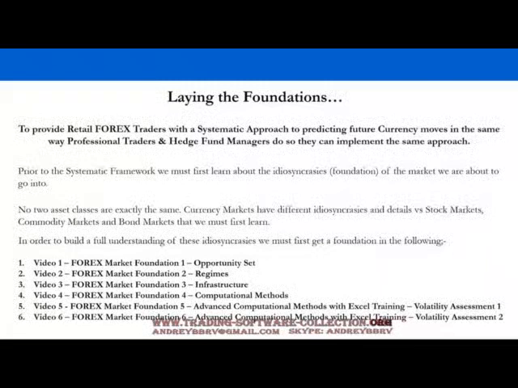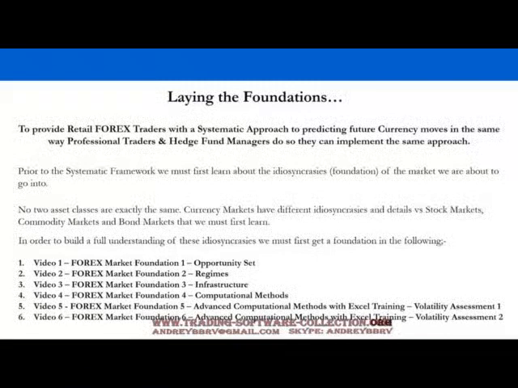The second thing we're going to do in video number 2 is look at Forex market regimes. There are different regimes across different currencies, and we have to actually define these and really understand them. This actually helps us and ties in very usefully with defining our opportunity set. So we have to understand the differences between Forex market regimes.